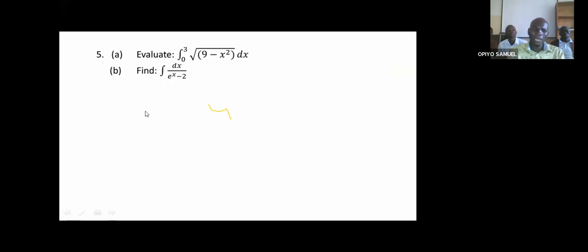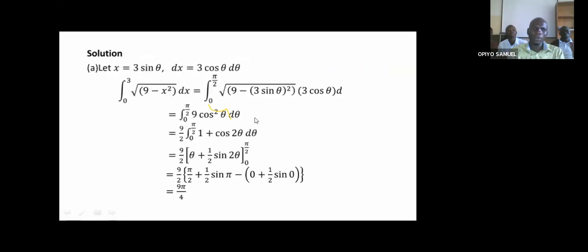So for part A, we need simply to let x be equal to 3 sine theta. So immediately from here, you differentiate the function with respect to theta, and we get dx to be equal to 3 cos theta d theta, because when we differentiate sine, we get cos, and we maintain the angle.